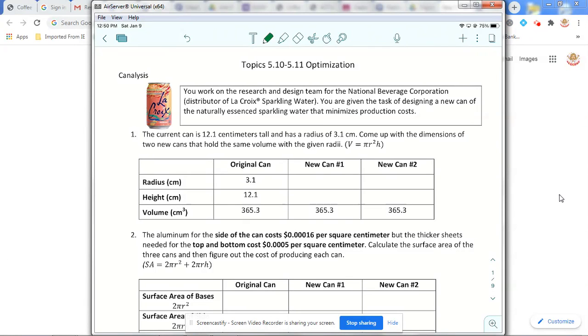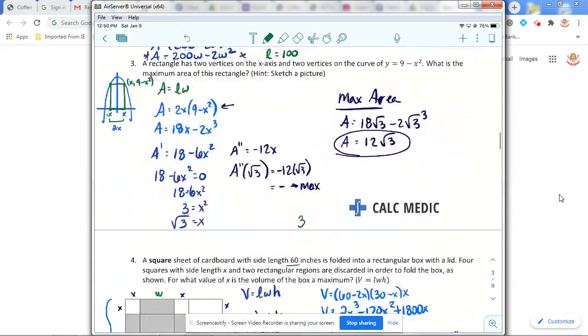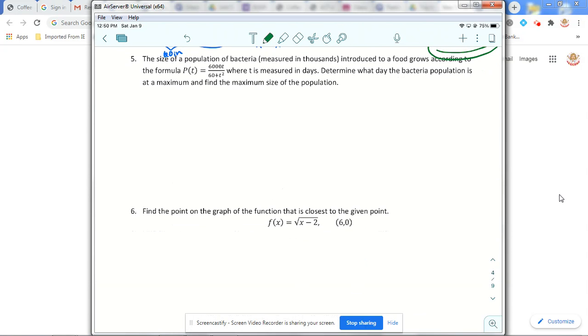All right, so go ahead and get out your optimization packet, and we are going to flip to page 4. And today we're going to finish up the classwork together. And then your assignment will be to finish the packet.